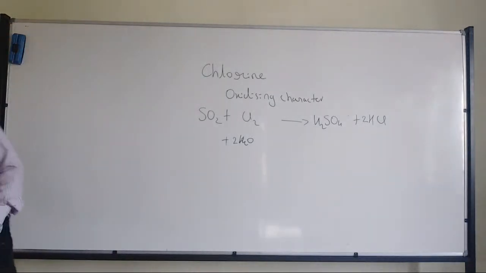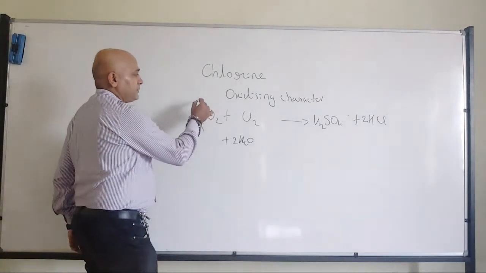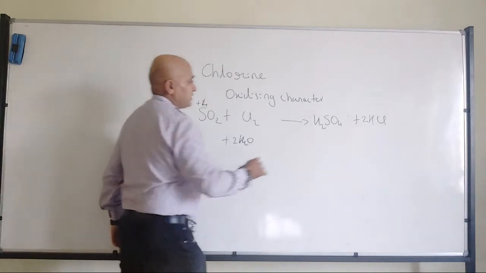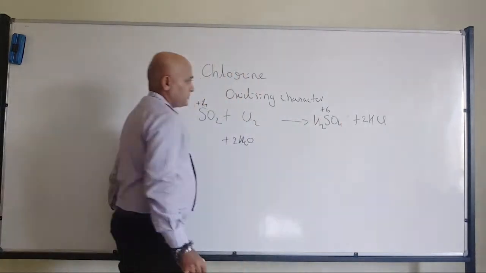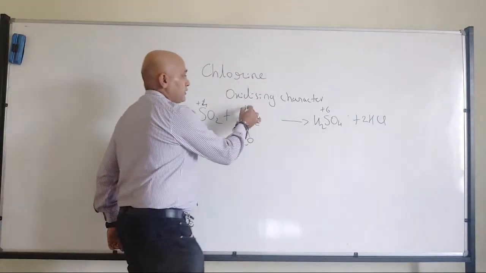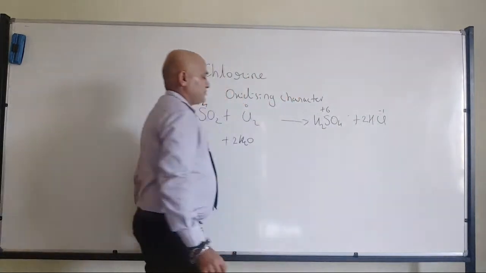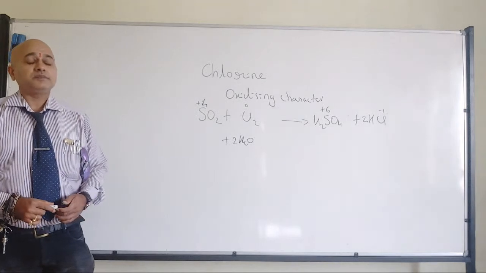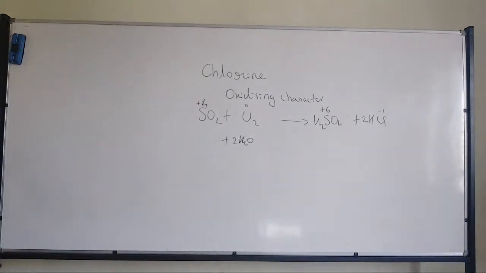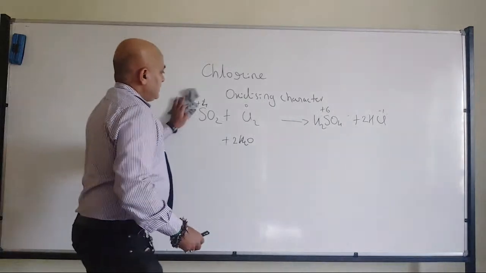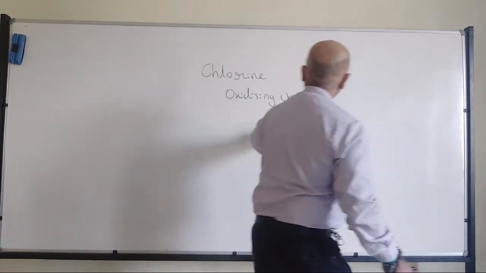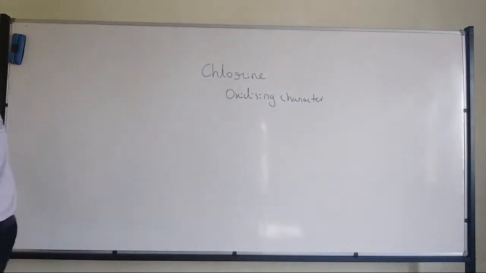What is the oxidation state of sulfur here? It will be plus 4, and here it is plus 6, right? But chlorine, from 0 it is becoming minus 1. So that's where we have the oxidizing character of chlorine gas. Okay? Along with that, if you want to go with further oxidizing character reactions, I will go with your textbook only.